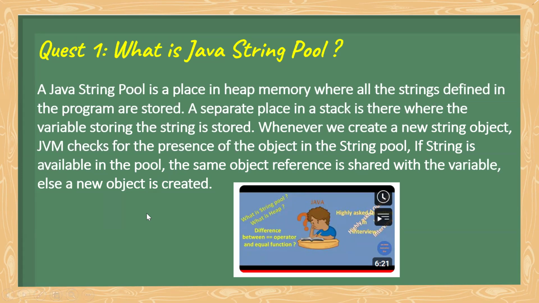So what is the benefit of a string pool? Whenever you are going to create a new string object, JVM checks whether this object already exists in the string pool or not. If it exists in the string pool, it does not create a new object. It only gives the reference of that same object to the new variable. And if the object is not available in the string pool, then only it will create a new object.